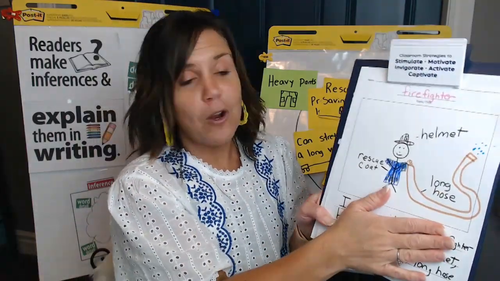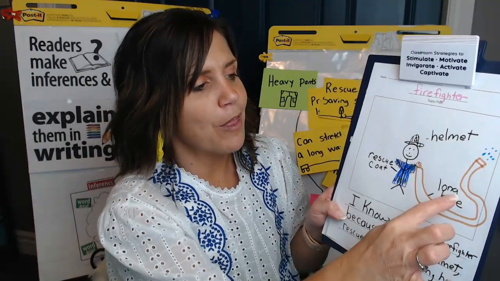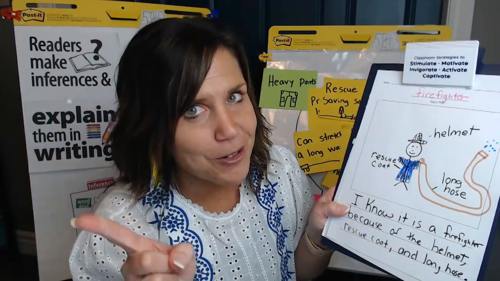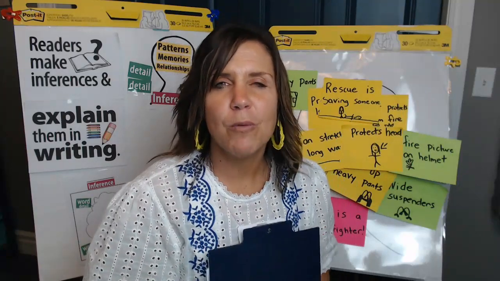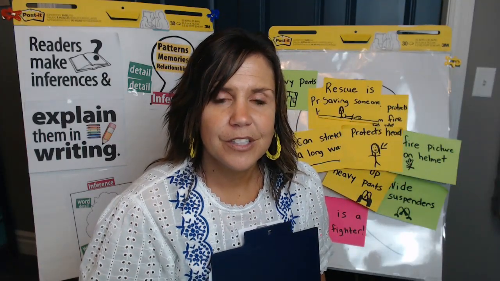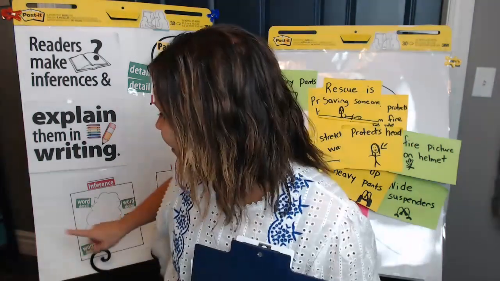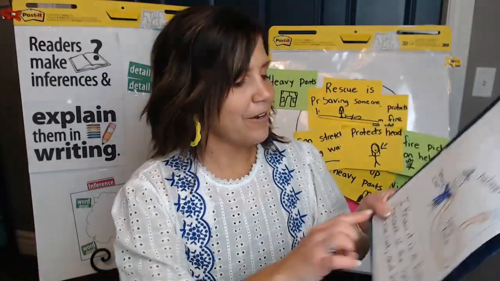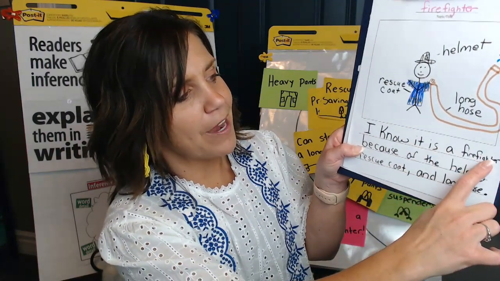And if you're a picture writer, that's where you would stop. You would just draw the picture and you would label the 3 most important details. If you want to try to write a sentence, think about what you would start with first. Did you say the inference? Yeah. I know, right? I know it is a firefighter. So I wrote that. I know it is a firefighter.